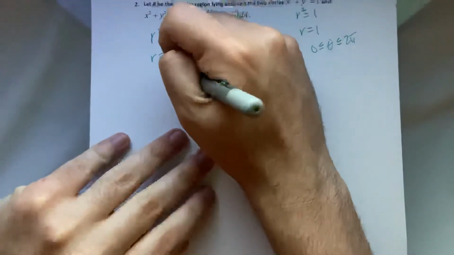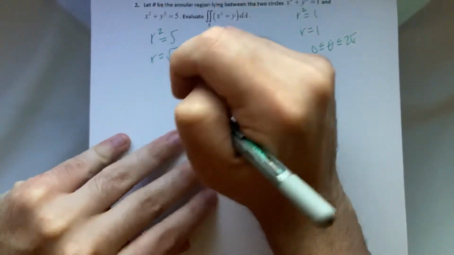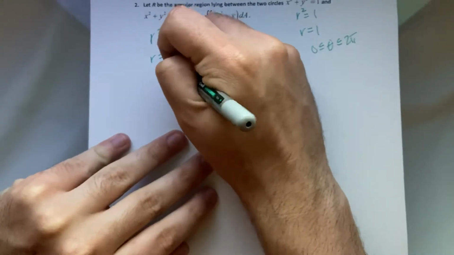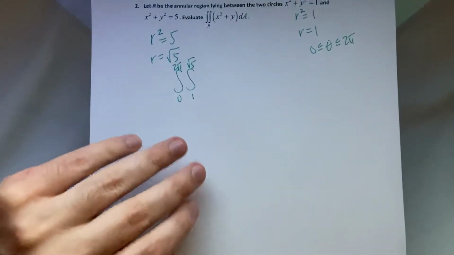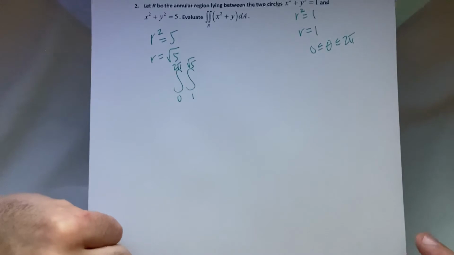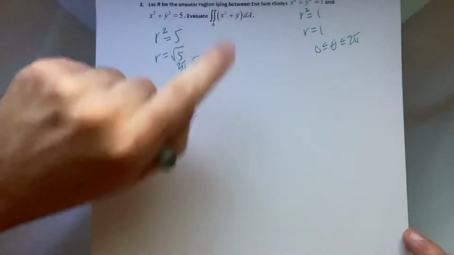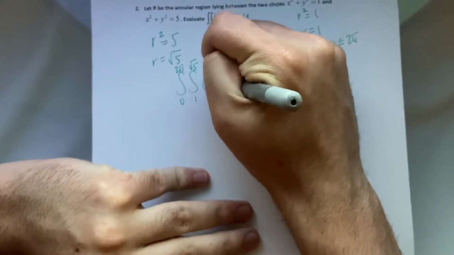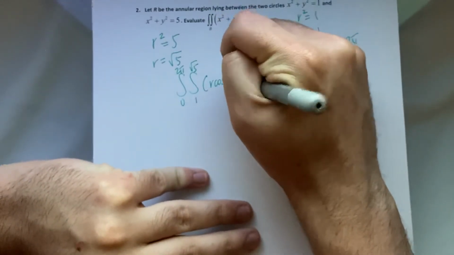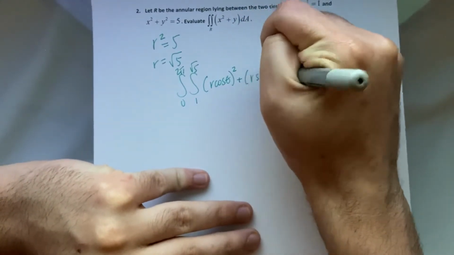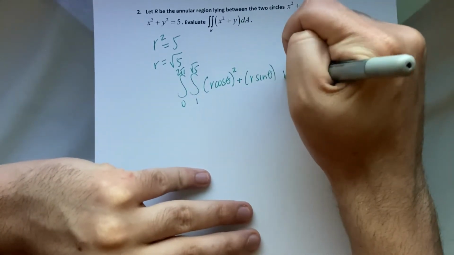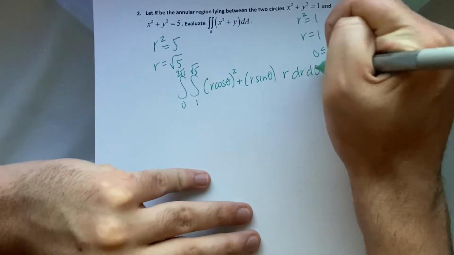Okay, so what does that mean? We've got the integral from 1 to square root of 5 and the integral from 0 to 2 pi. Now, we have x squared plus y, so we know x is r cosine theta. So this becomes r cosine theta squared plus r sine theta. So just converting the x and y to polar coordinates, and this whole thing needs to be times r first, and we've got dr d theta.